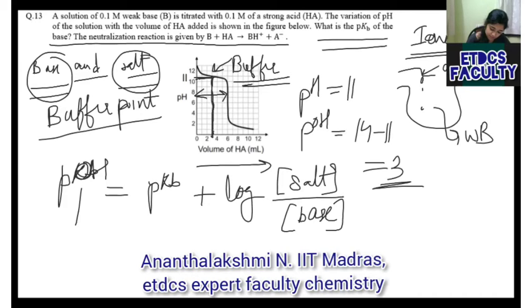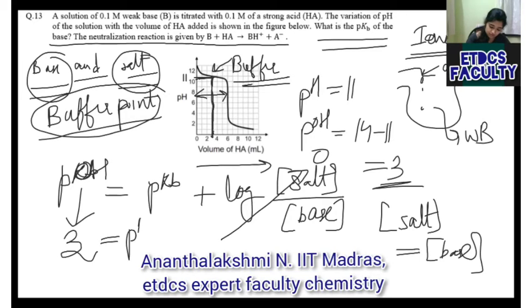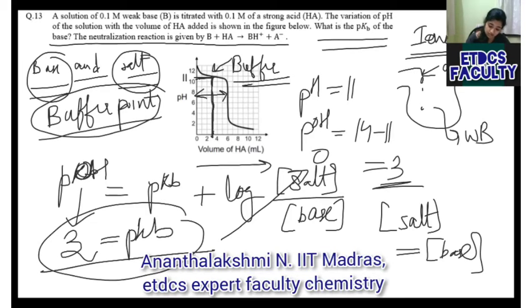So if pOH is 3, and the main point is that at the buffer point, the concentration of salt will be equal to the concentration of base, which means log salt by base will be 0. Log 1 is 0. So pKb will be 3. pOH will be equal to pKb, that is 3. So that is exactly what they are asking. What is the pKb value?